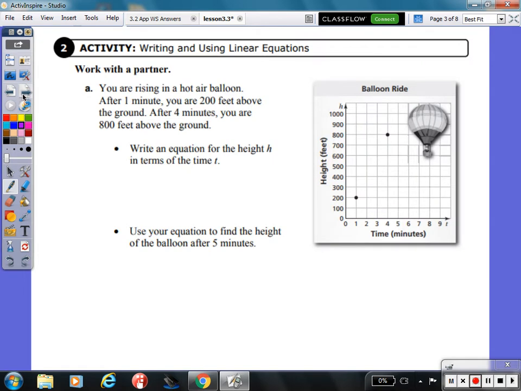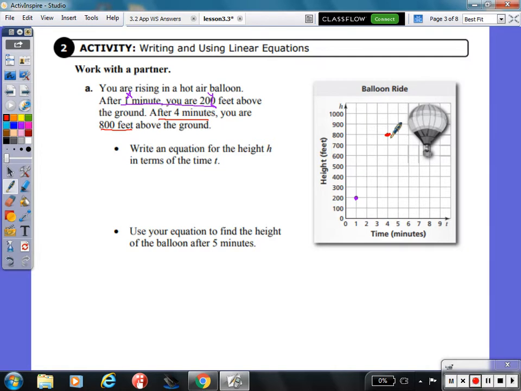It gives us 2 points on that graph. So it says after 1 minute, we're 200 feet. There's that first point. That's this information, because this is an X and this is a Y. Then our second point says after 4 minutes, we're 800 feet. 4 minutes, 800 feet. Those are the two pieces of information. So write an equation for the height in terms of time t.